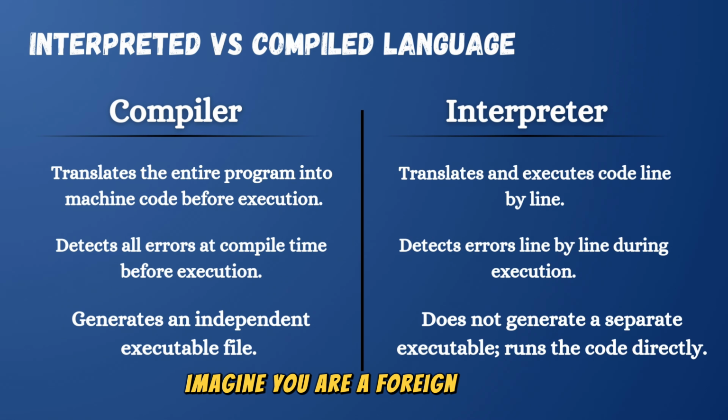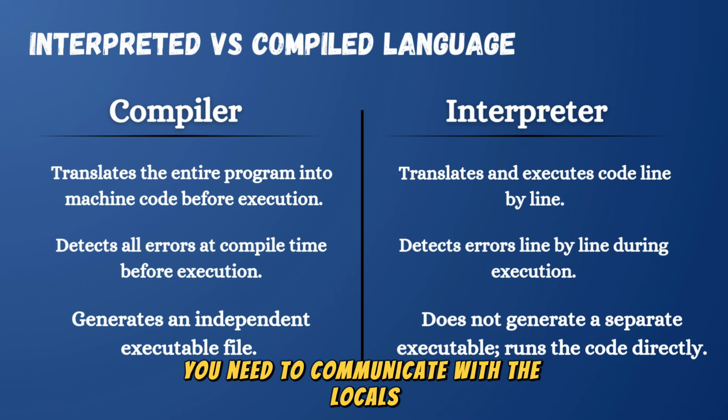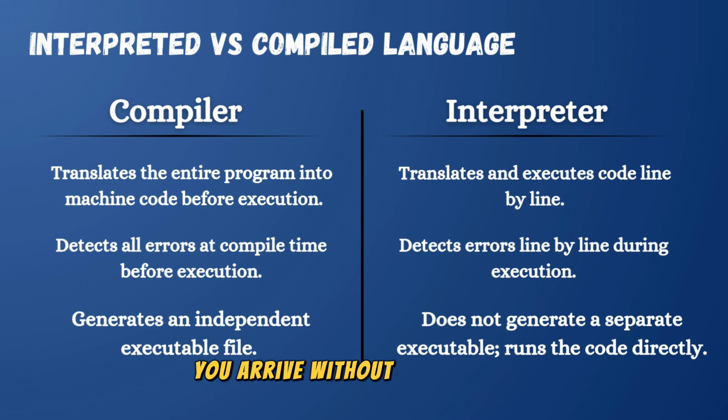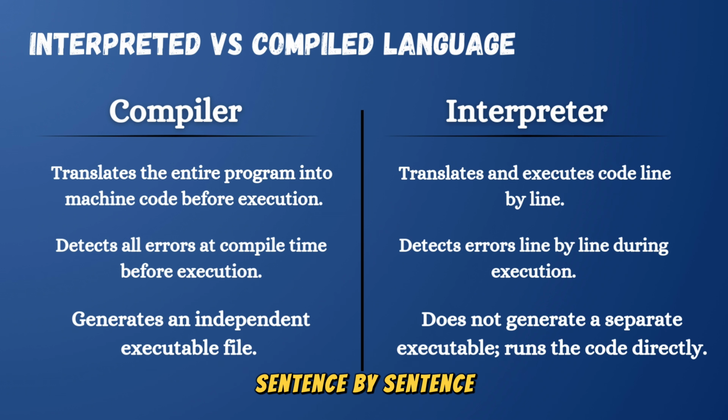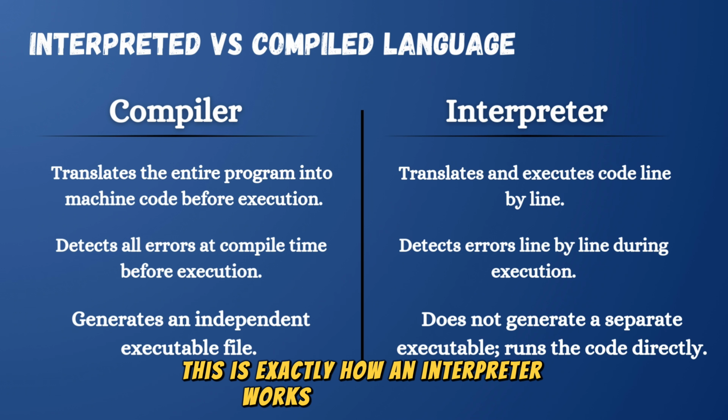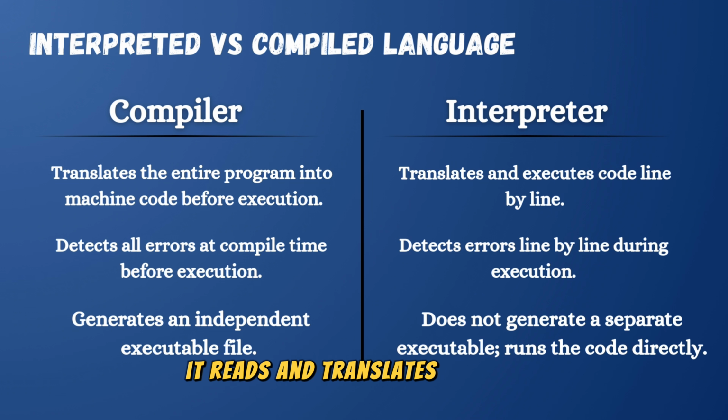Imagine you are a foreign student traveling to a new country. You need to communicate with the locals, but you have 2 ways to do it. Scenario 1, using an interpreter. You arrive without knowing the local language, so every time you speak, a translator helps you communicate, sentence by sentence. They translate what you say in real time. This is exactly how an interpreter works in programming. It reads and translates code line by line while the program runs.